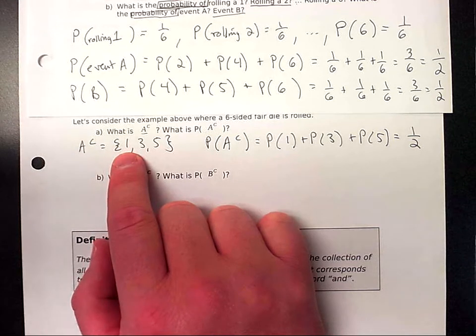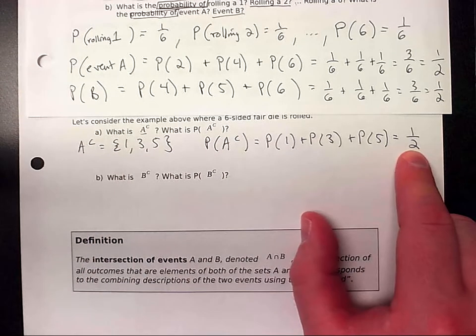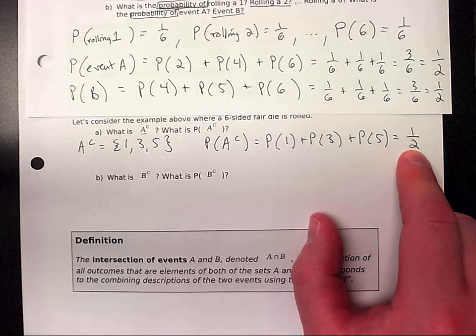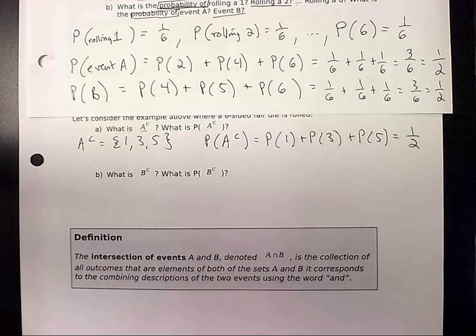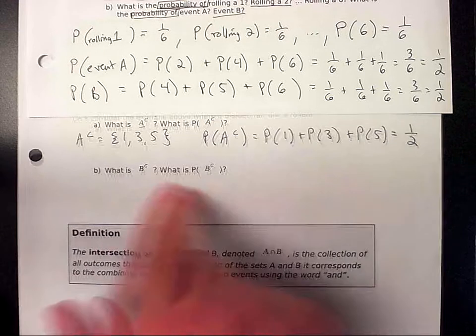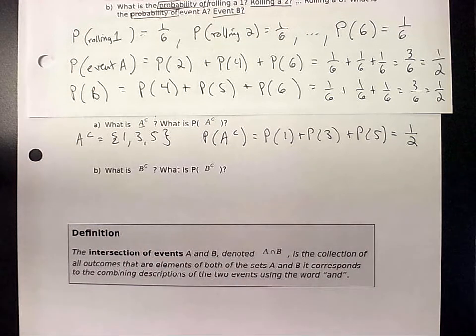But you're also going to get 1/2, right, which is the probability of A complement. So you're going to get answer choices that are both A complement and the probability of A complement, and you need to be able to distinguish which one it's asking for. Any questions about that whatsoever? All right, then take a minute for yourself and see if you can do B, find the probability of B complement, and find B complement.